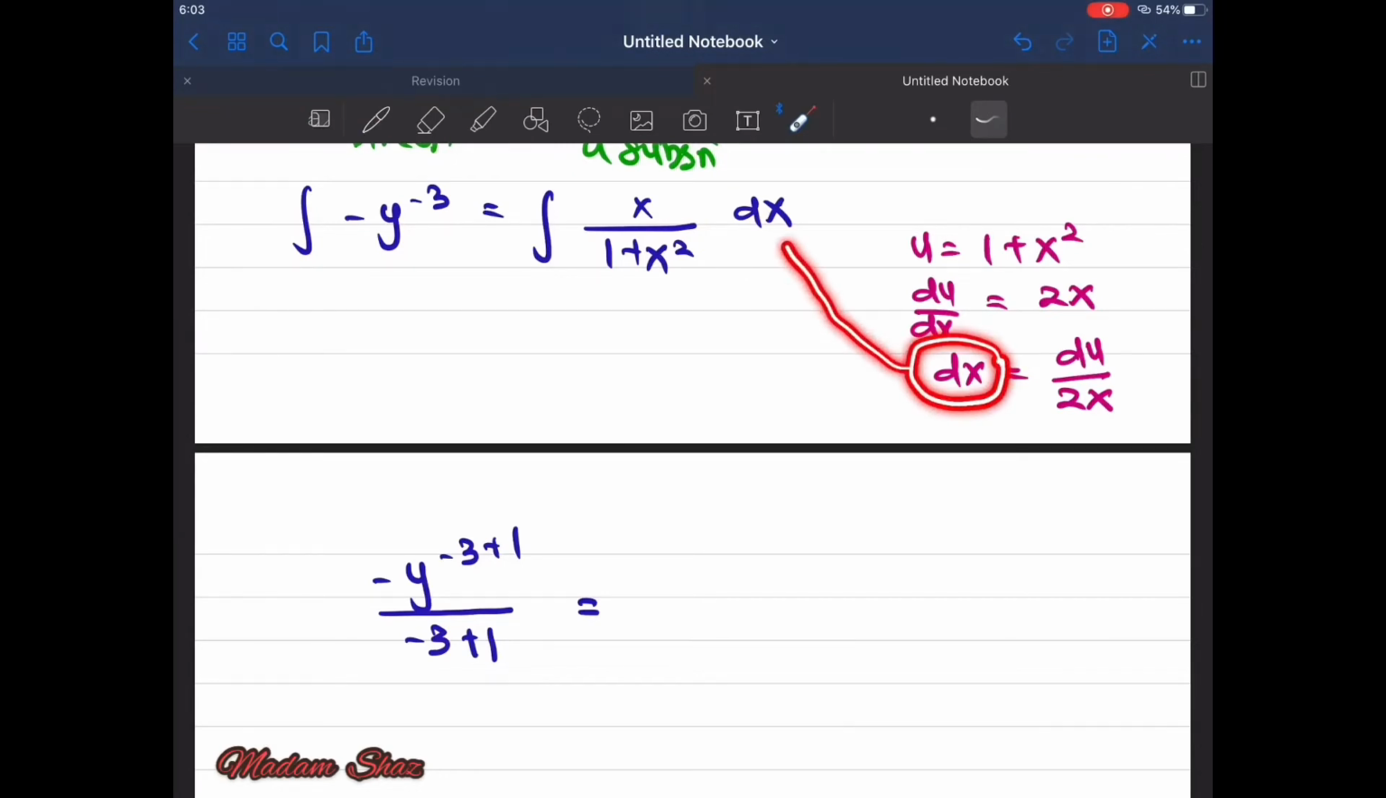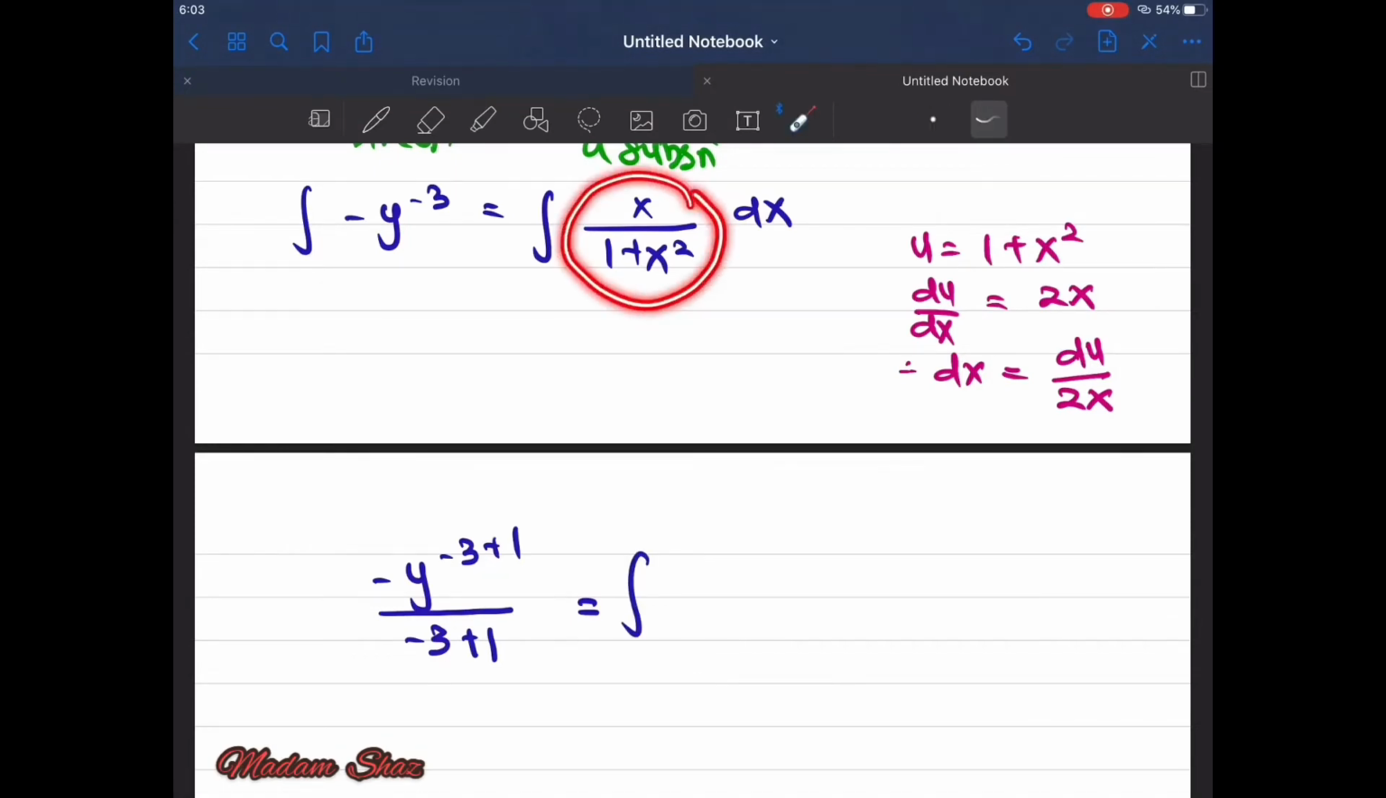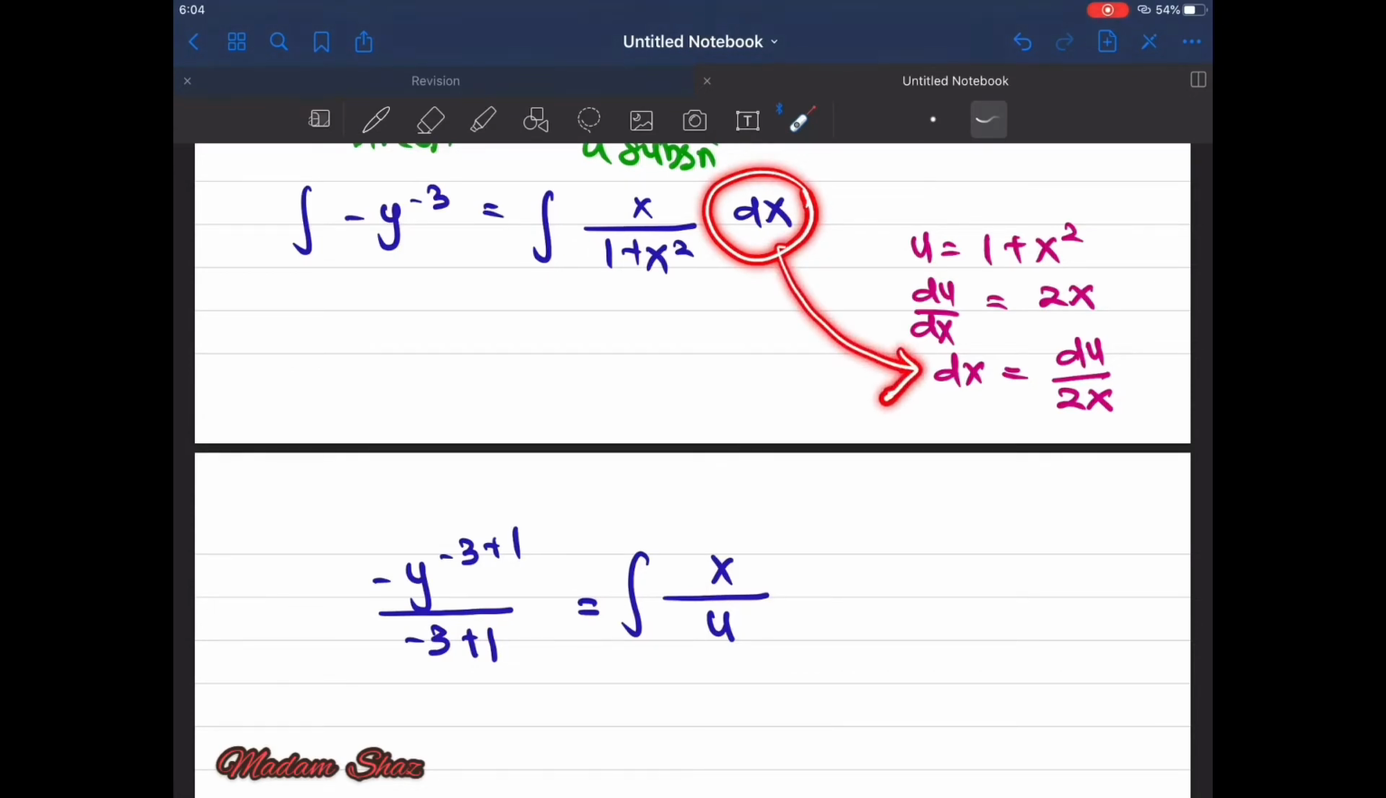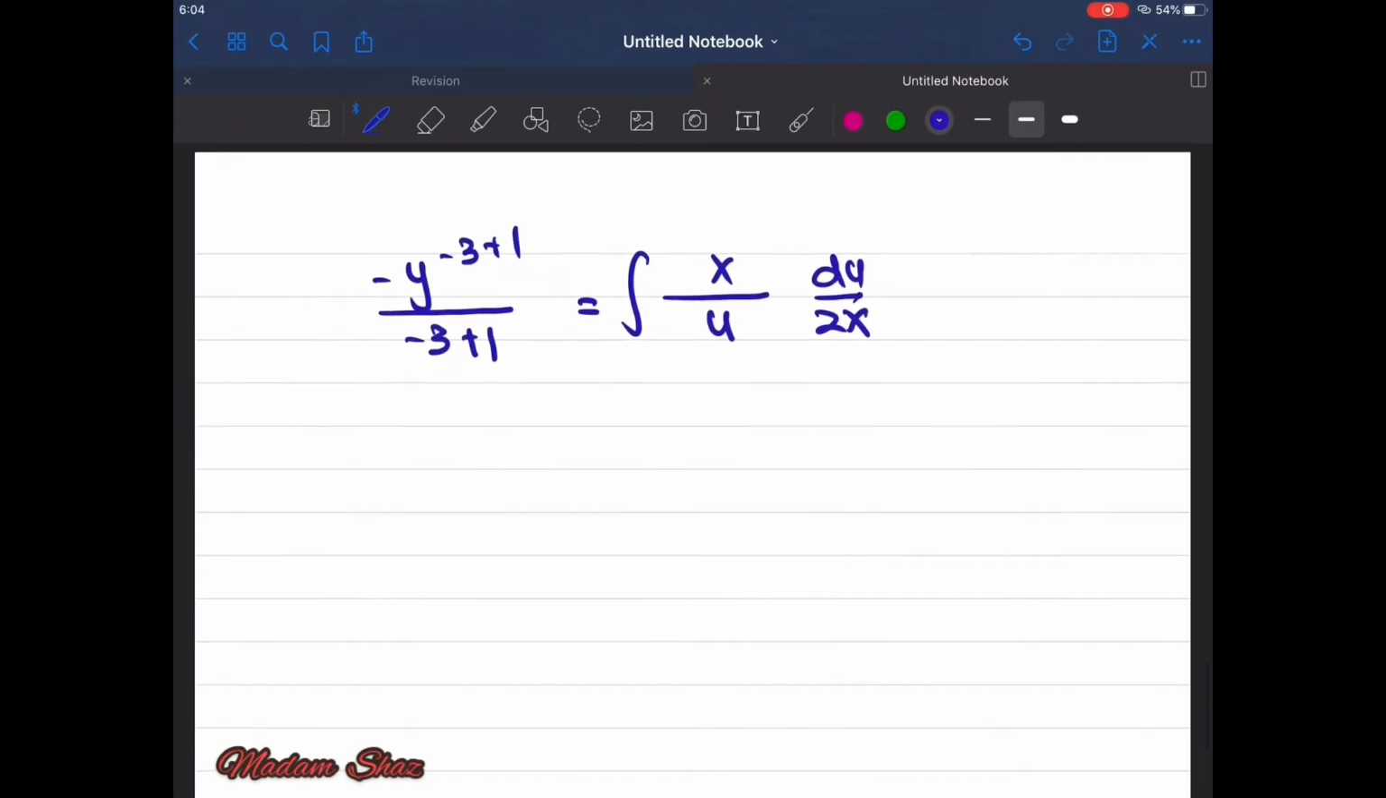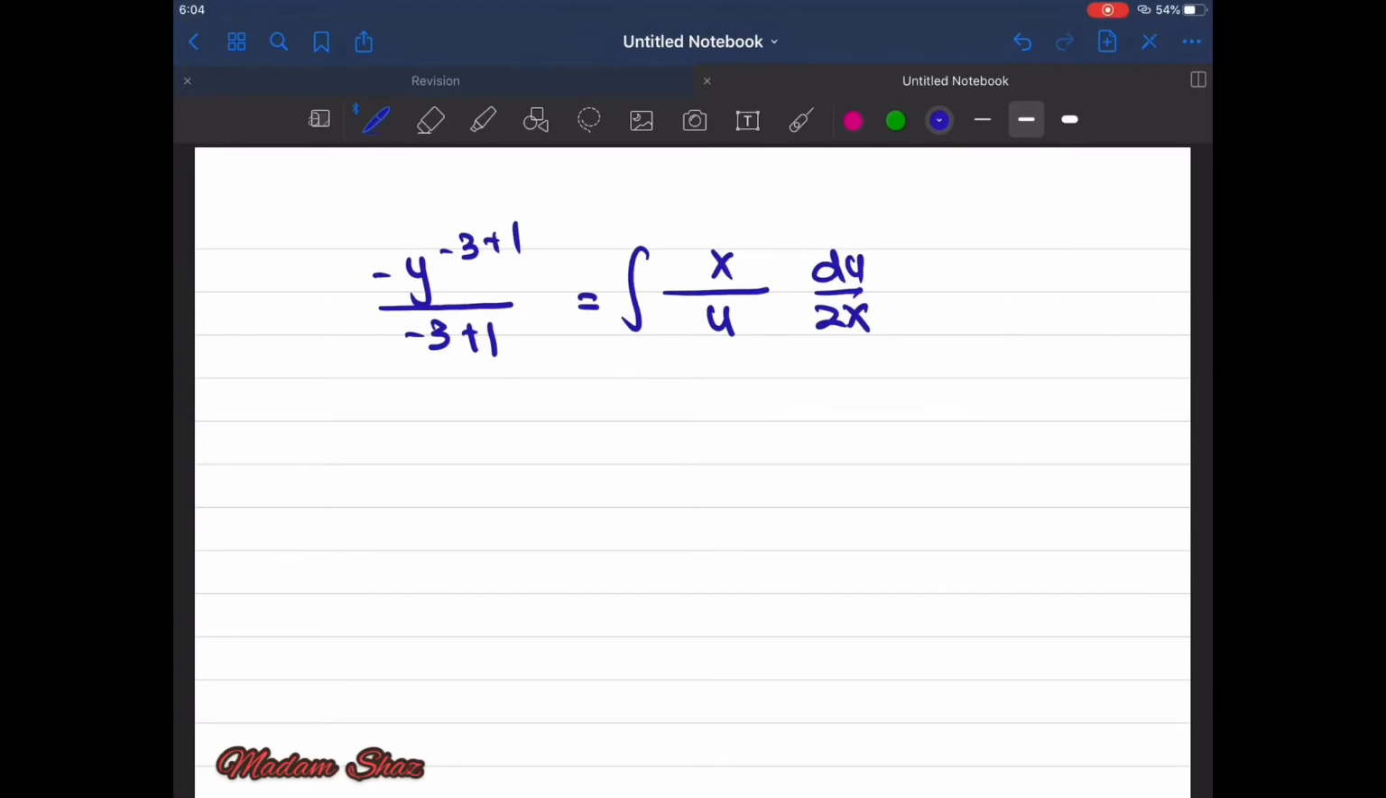Why do you have to obtain the dx here? Because we want to substitute it into the position of dx. So now substitute the whole thing into the terms that you want to integrate: the integral of x over 1 plus x squared. The x at the upper side, there is nothing that you have to change. 1 plus x squared will become u, so x over u, and dx here will become du over 2x. Okay, the left hand side, we already integrated.